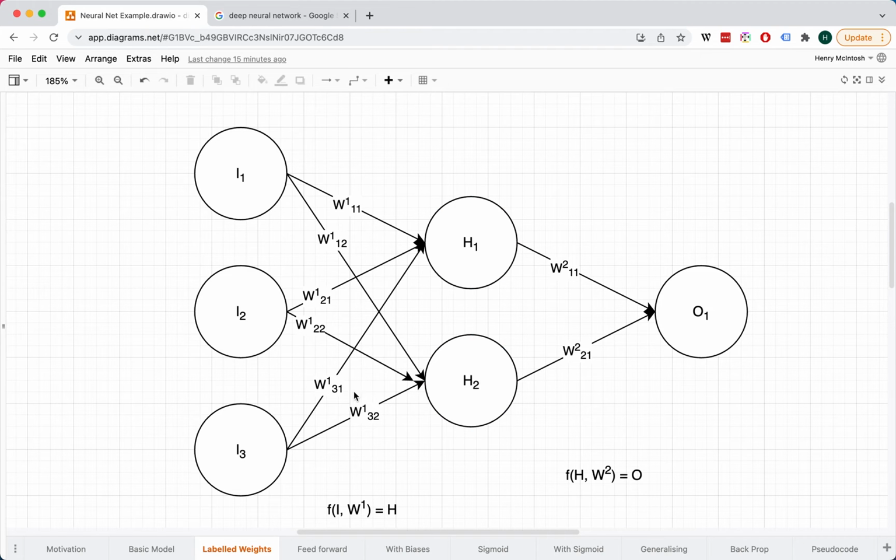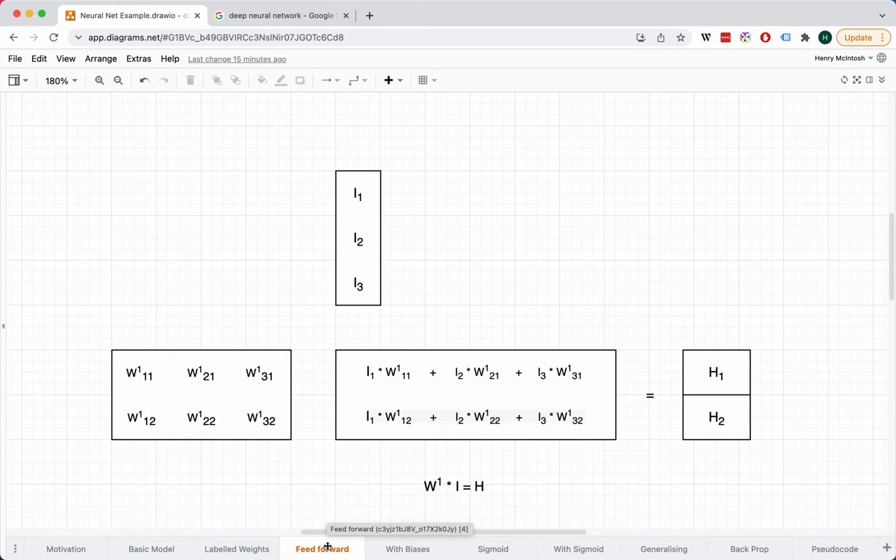So we need to come up with a function that's going to take our input layer and this weight matrix, give us some hidden layer, and then again we want to take our hidden layer and this second weight matrix and get our output layer. That process is called feeding forward. In a neural network, we have this idea of forward and back as an input and output, right? So we're feeding in our input vector and we're going to hope to get some output.